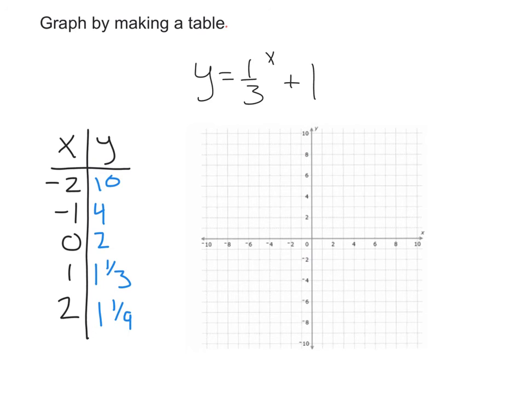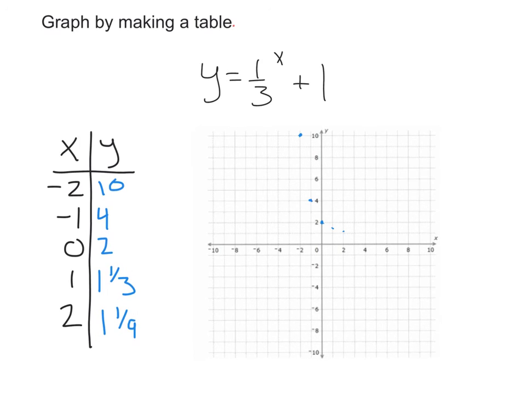Now plotting those points, we've got a -2, 10 right here, a -1, 4, a 0, 2, a 1, 1 1/3, and a 2, 1 1/9. It looks like we've got something going from really, really big down here, and it looks like it's getting smaller as we approach this point. And if I just draw that in as best I can, it looks like it's going something like this right here.